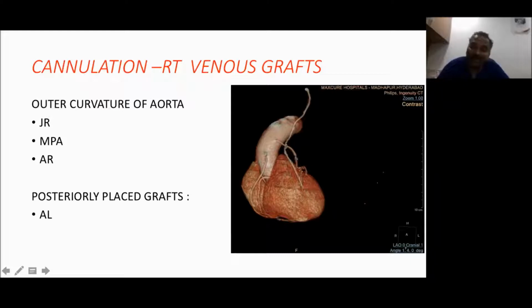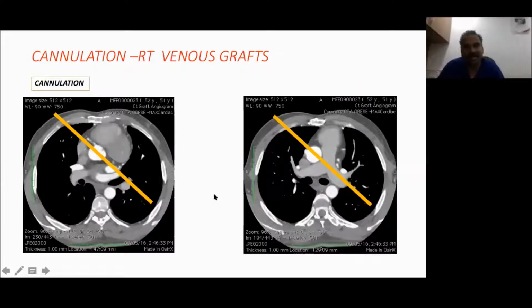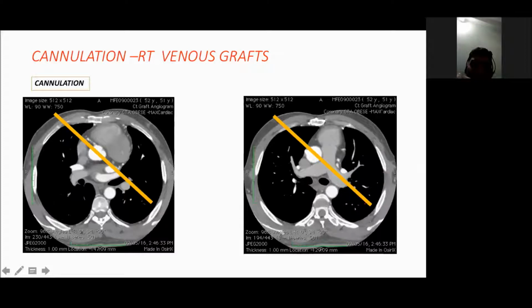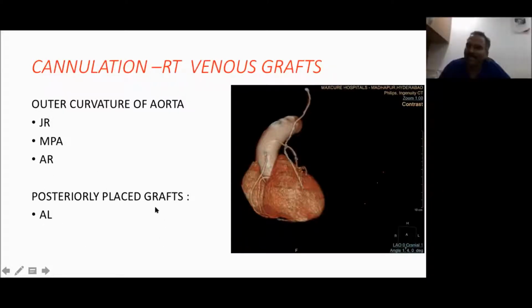But I have experience where the venous graft is located posteriorly. Normally the right venous graft is located right anterior or right lateral. But sometimes surgeons may place it posteriorly on this part of the aorta. To understand it, I'll come back and show you. You can see this is the venous graft location on the aorta, that is right anterior. Posterior means almost in this plane. So cannulating posteriorly located right venous grafts is very, very difficult.